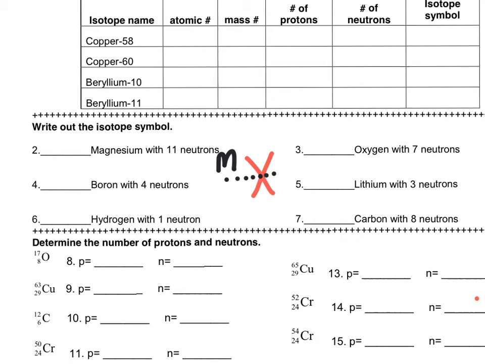So the mass number goes on top and the atomic number goes below it. It kind of spells the word Ma, or you can remember the larger number is always above the smaller number. So in question number 2, they want you to write the symbol for magnesium with 11 neutrons. Look up the symbol for magnesium on your periodic table and write it on the line.